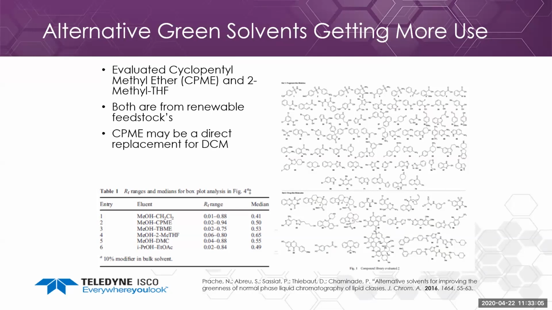If you look at the table below in entries 1 and 2, you can see the RF range is very similar for those compounds in methanol, DCM, methanol, CPME. It offers a very similar range for your RF, for these compounds. This is actually seeing a lot of use in the purification of lipids, but there's a potential for more use in more traditional chromatography also. Same thing with 2-methyl THF, it is also a possible replacement for DCM. It just kind of depends on your compounds.